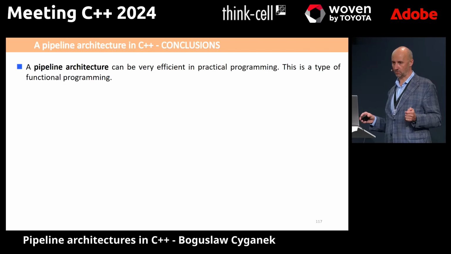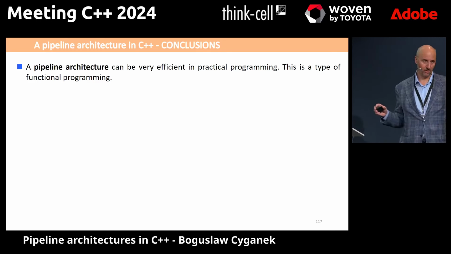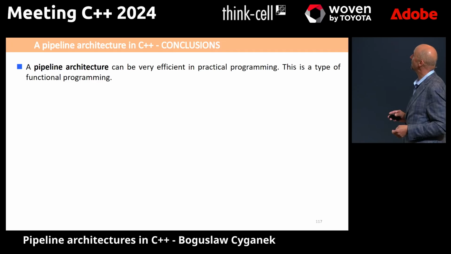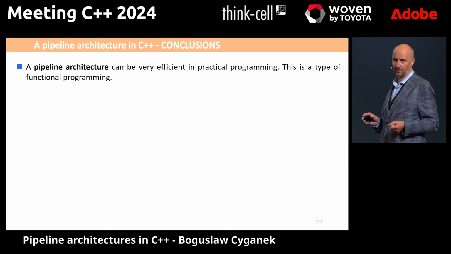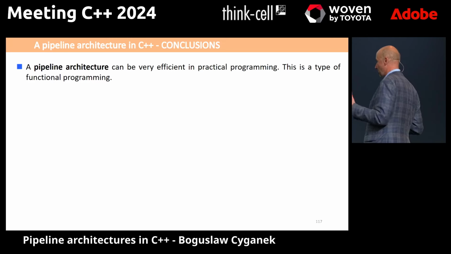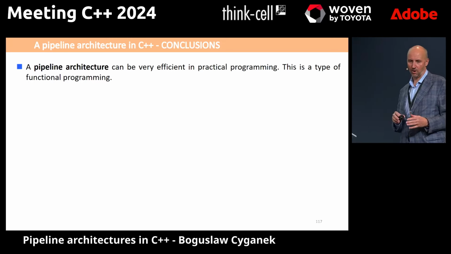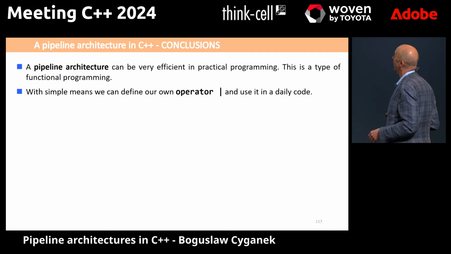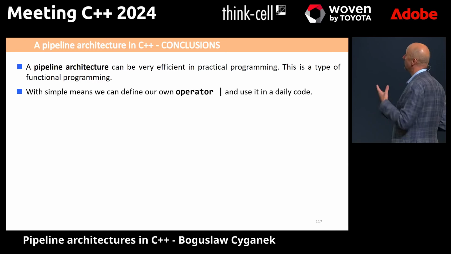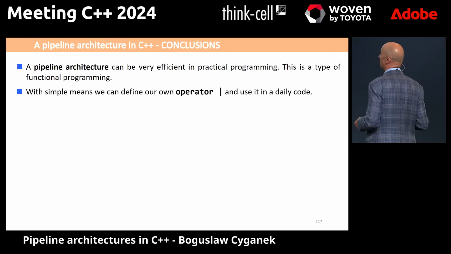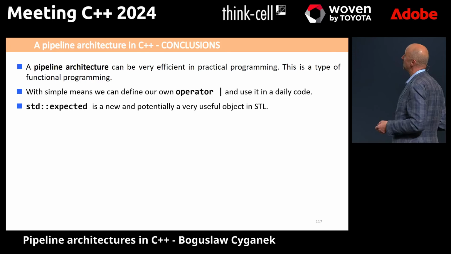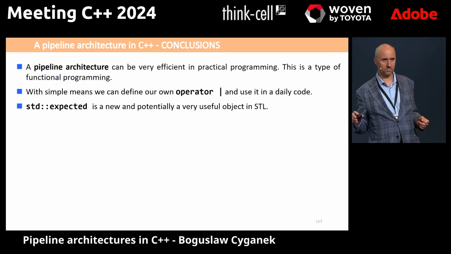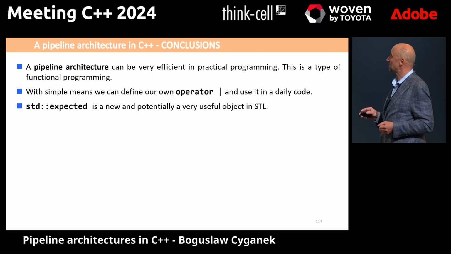Conclusions, finally conclusions. A pipeline architecture. Well, maybe I convinced you, maybe not, maybe you are already convinced, but it can be very efficient in practical programming, especially because we can divide the problem into smaller chunks and develop each separately. We can implement this operator ourselves quite easily, as you saw. And std::expected is really useful and is changing the way we program in modern C++, whatever modern means.